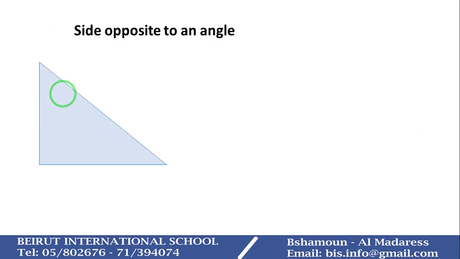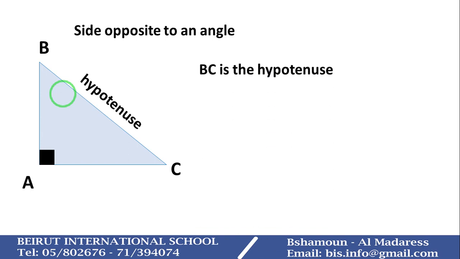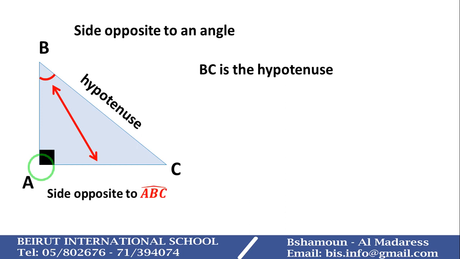Now, in this right triangle, which is right angled at A and BC is the hypotenuse, we have the acute angles ABC and ACB. We have to mention here the sides opposite to an angle. It's the side that's facing the angle. Example, side AC is facing the acute angle ABC. It's the side opposite to angle ABC. And side AB is facing the acute angle ACB. It's the side opposite for this angle.